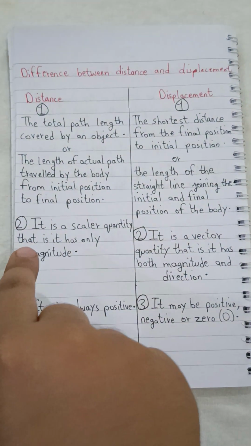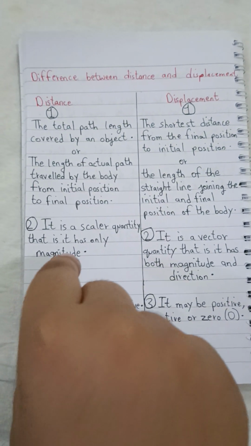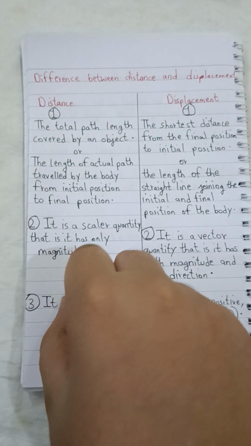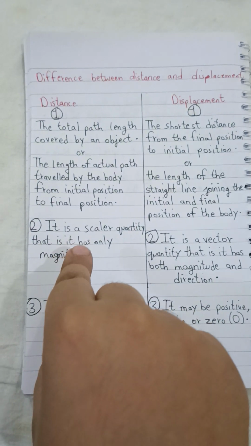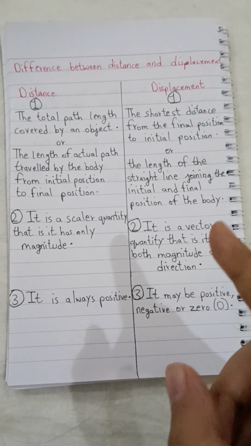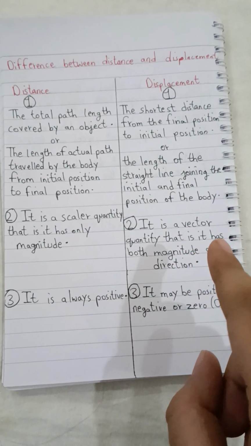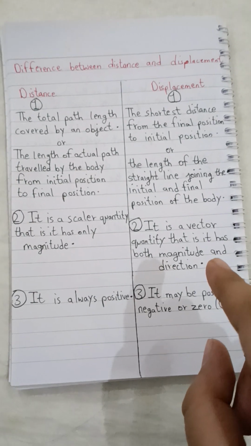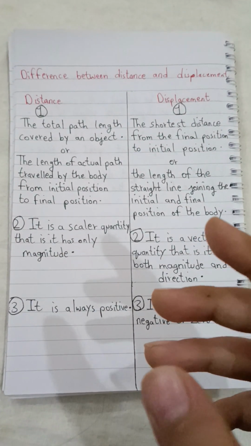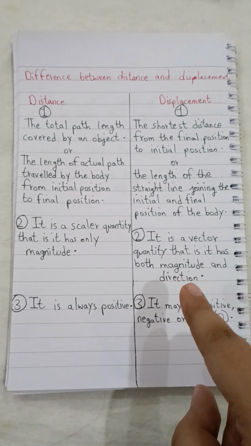Now the second point: distance is a scalar quantity, it has only magnitude. You can see distance only has magnitude over here. As I told, scalar quantities have only magnitude. And displacement is a vector quantity, it has both magnitude and direction. As I told earlier, in vector quantity there are both magnitude and direction.